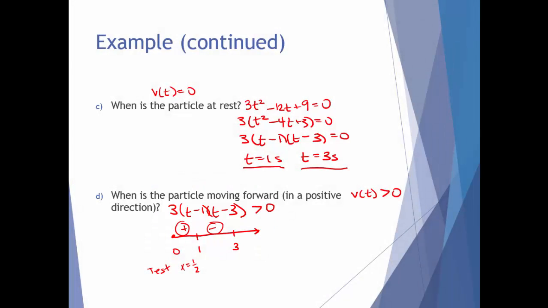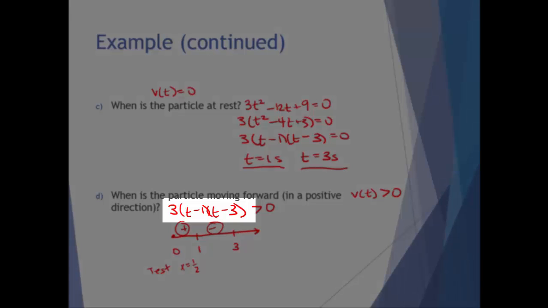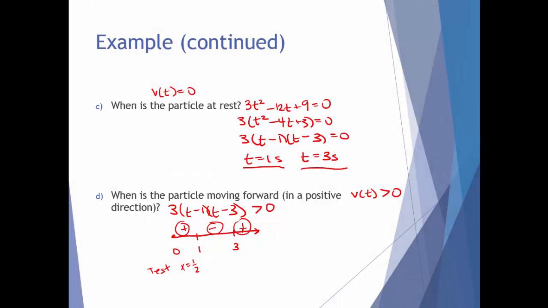And if I plug in something like 4, that'll be a positive times a positive times a positive, so positive overall. So we now know the behavior of the velocity for all times. Between 0 and 1 it's positive, between 1 and 3 it's negative, and from 3 on it will be positive. So we just need to answer this question, which is asking us for the positive directions. So this particle is moving forward between 0 and 1 and between 3 and infinity.